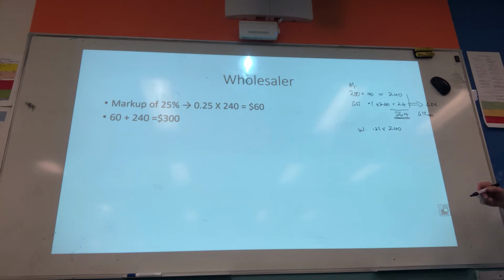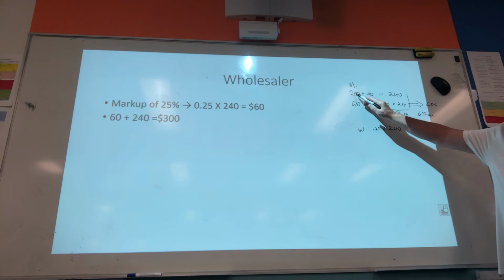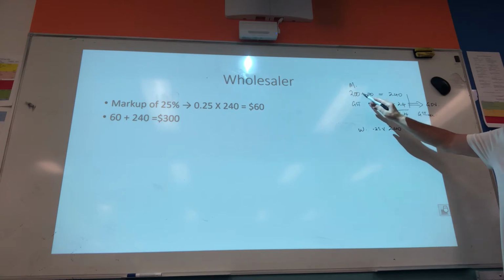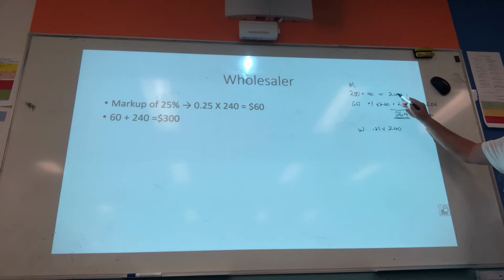If it doesn't, just yell out. In the top line, the manufacturer line, yeah. How do we get 24? Because wait, can you just go back to the slide? This one here, the manufacturer charges a markup of 20%. Now the 20% is $40, right? Mm-hmm. So 20% is a fifth of 200, which is 40. So that's $240.